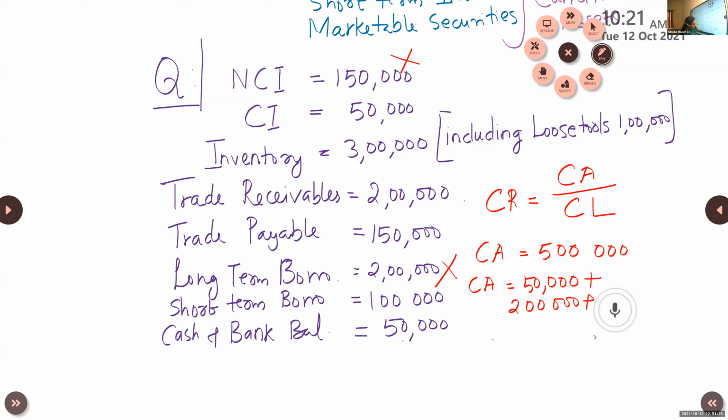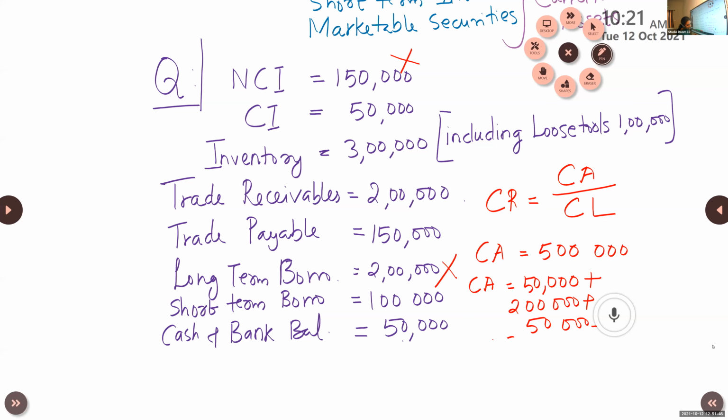inventory. How to get inventory? Here inventory, it includes loose tools 1 lakh. So inventory is 2 lakhs. That is 3 lakh minus 1 lakh will give you the value of inventory. So current asset is 5 lakh.